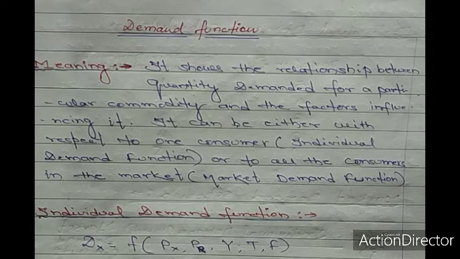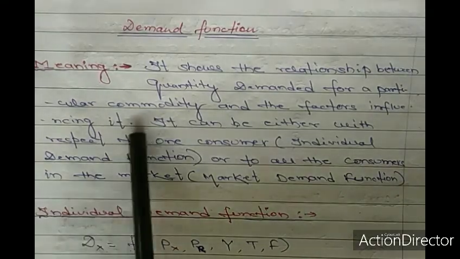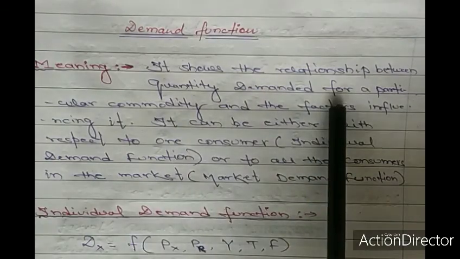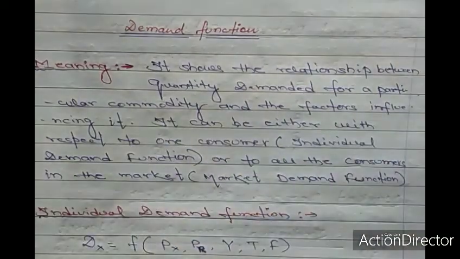If you know the factors of individual demand and market demand, then it is very easy to understand the demand function. So what it is, basically it is the relationship between quantity demanded for a particular commodity and the factors influencing it. Please see on the screen, the definition: it shows the relationship between quantity demanded for a particular commodity and the factors influencing it.